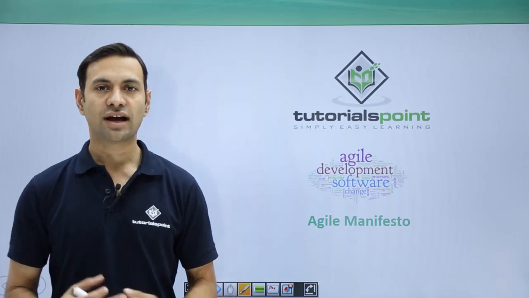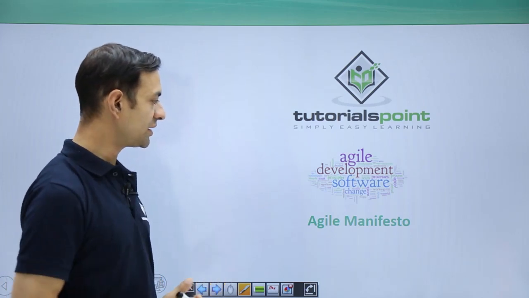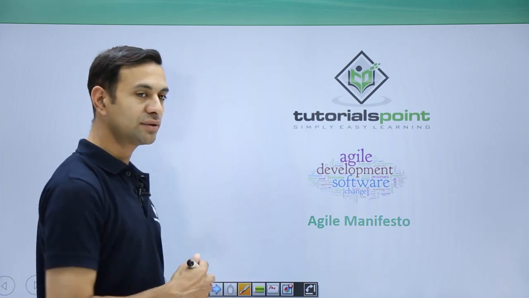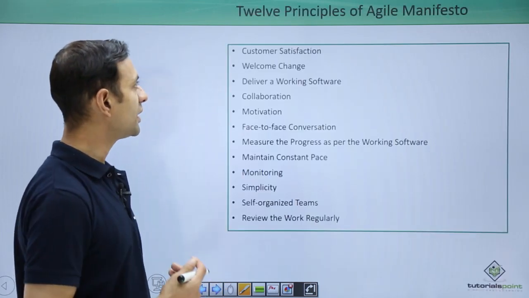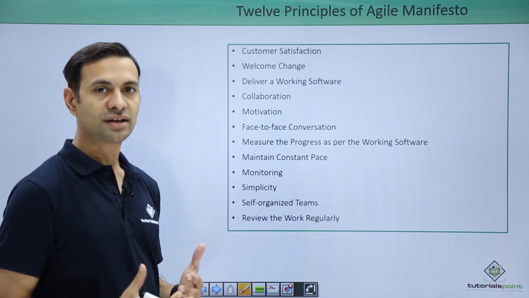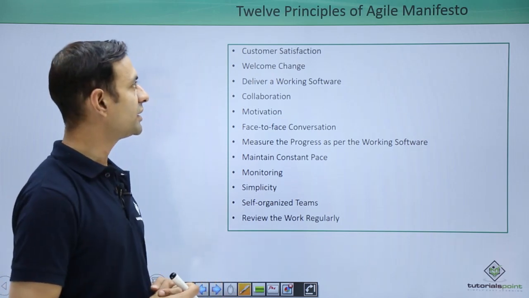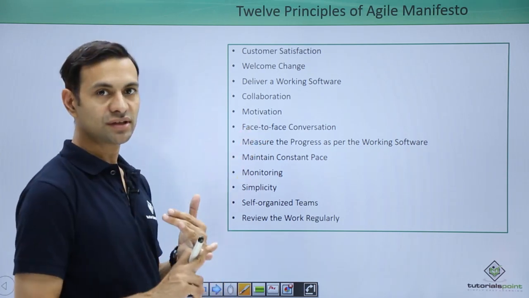In this session, I am going to cover the Agile Manifesto. So what is the Agile Manifesto? The Agile Manifesto was developed in the year 2001 by 17 software developers, software engineers whose prime responsibility was to develop a lightweight software development method, which was later called Agile. The Agile Manifesto focuses on 12 key features.